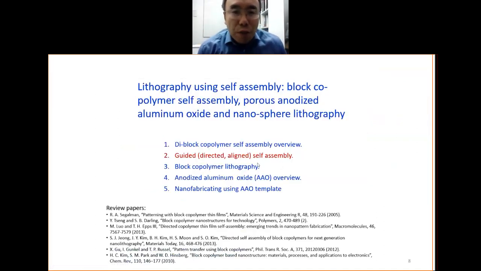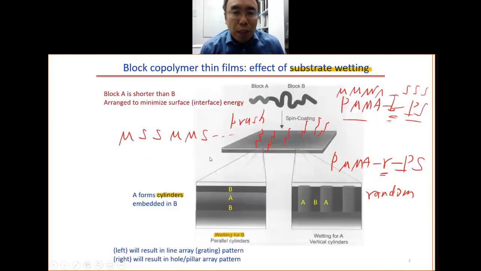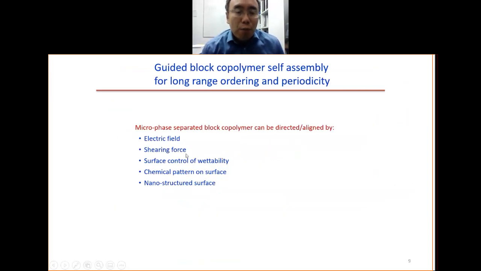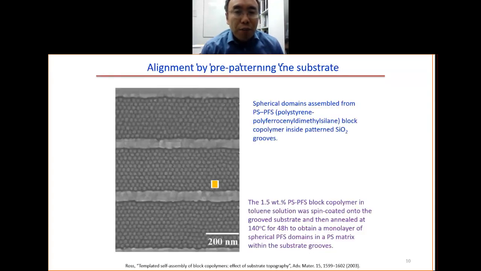So when we do the lithography, we want the pattern to be directed or guided. We don't want a random pattern, but we want it to be guided. How to get the pattern? There are many ways. One is that we can use electrical field, shearing force, surface control of the wettability, chemical pattern, nanostructure surface. So we will look at the nanostructure surface first. The idea is very simple. You pattern the substrate with some nanostructures. Then in this example here, you have this PFS.